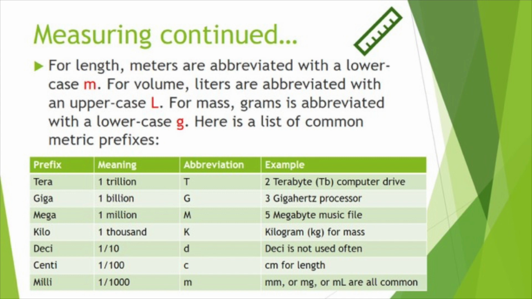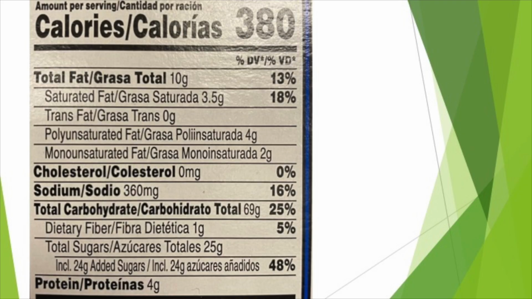And actually, I took a picture of a Pop-Tart box's nutritional information just to show you that we already do have things in the metric system here in America. They've just snuck their way in here. So there's 10 grams of fat in the Pop-Tart. 3.5 grams of that fat is saturated fat. I guess that's bad.